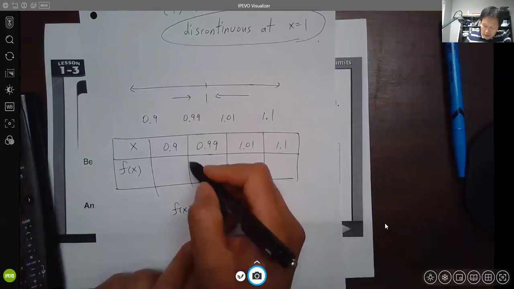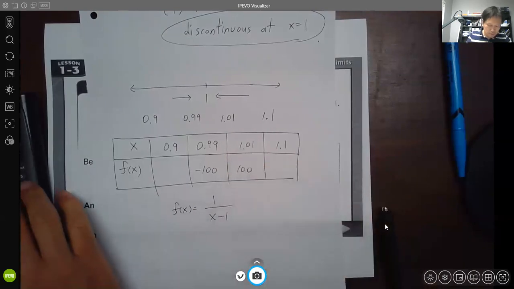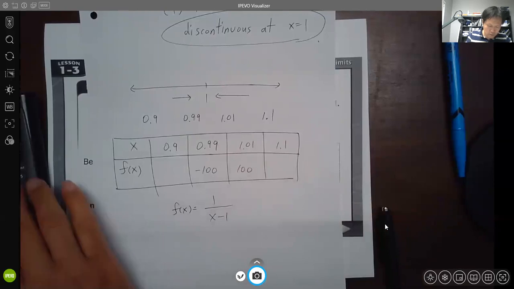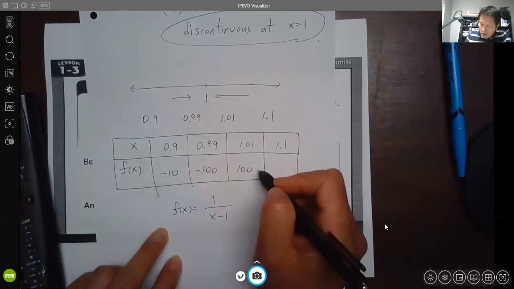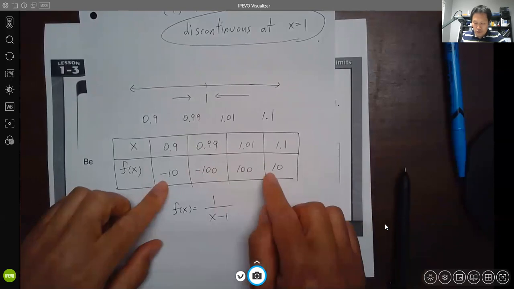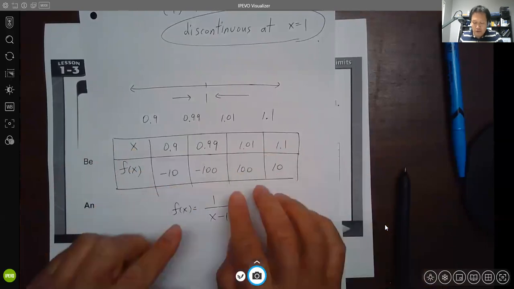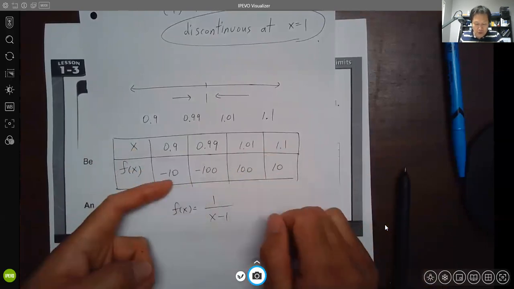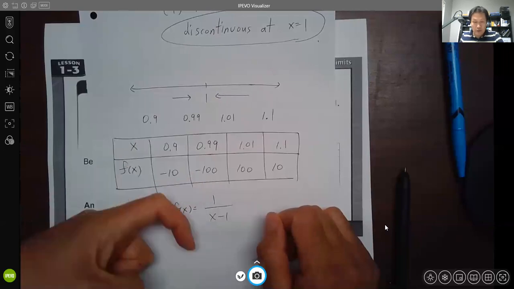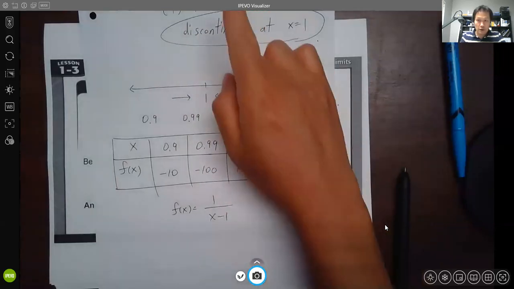So if you plug it in, I get minus 100. I got 100 here. I got minus 10 here. I got 10 here when you plug into the calculator. Okay, so it tells you as x value gets closer to 1 from left hand side, right hand side, the values are changing a lot. It used to be minus 10, now it's minus 100, so you know it keeps going down. It used to be 10, now it's 100, so it keeps going up. It's changing very, very rapidly.